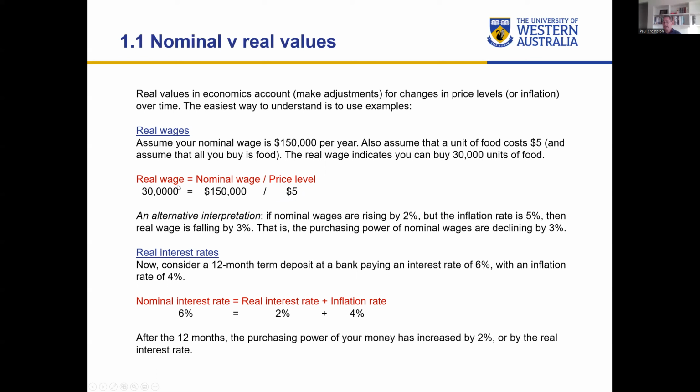So what you're really looking at when you compare your money wage, your nominal wage, to the average price level, you're actually thinking about your real wage. It's just that you probably haven't realized it up until now.